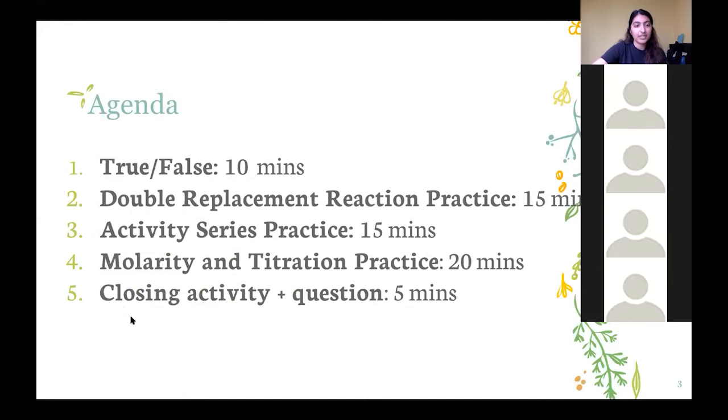So our agenda for today is we're going to start with a true or false activity to practice solubility rules. We're going to do a double replacement reaction practice problem. We're going to practice the activity series and how to use it. Then we're going to do one molarity and one titration problem, and then we'll have our closing activity. If you have any questions, you can ask them.